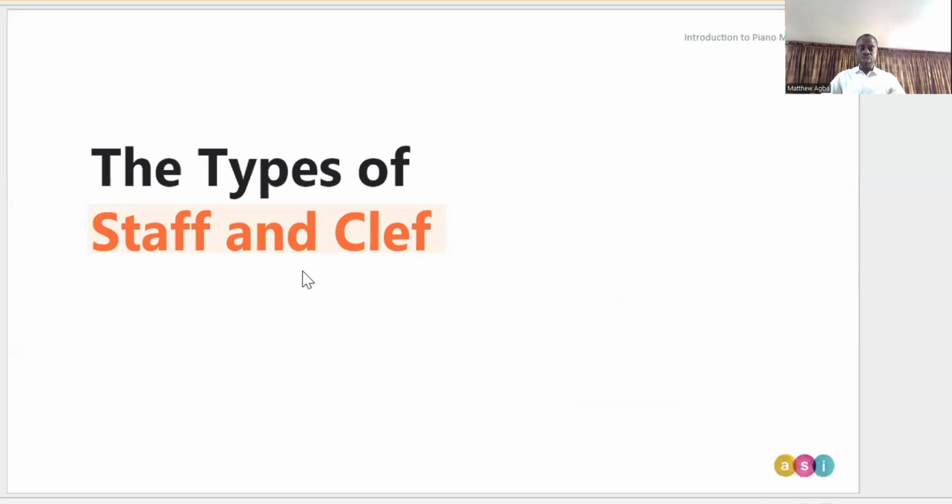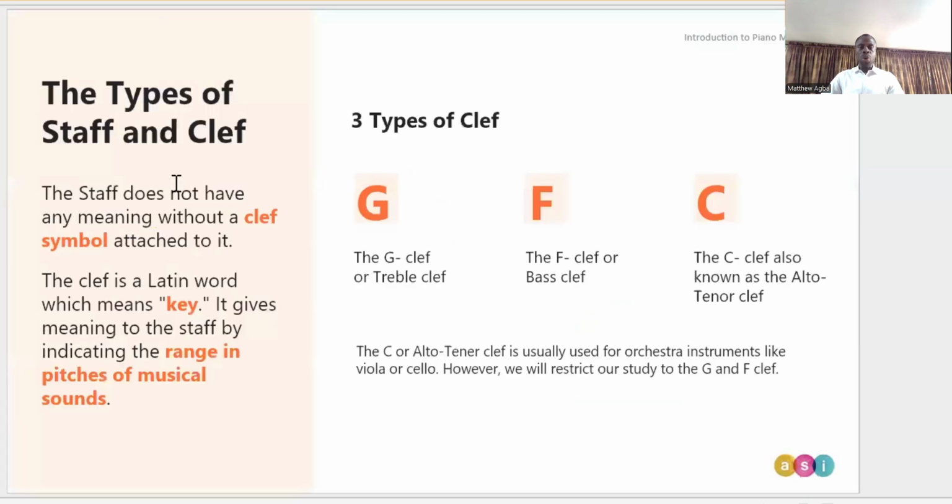The staff we just finished talking about in our last slide doesn't have meaning without the use of the clef. So the clef is the next subject of discourse: the types of staff and clef. The staff does not have meaning without a clef symbol attached to it. The clef is a Latin word which means key. It gives meaning to the staff by indicating the range in pitches of musical sounds. So the clef gives the range in pitches of musical sounds in music.